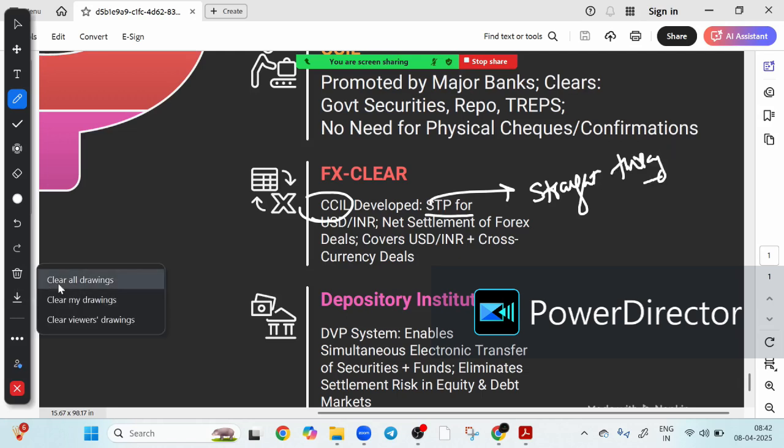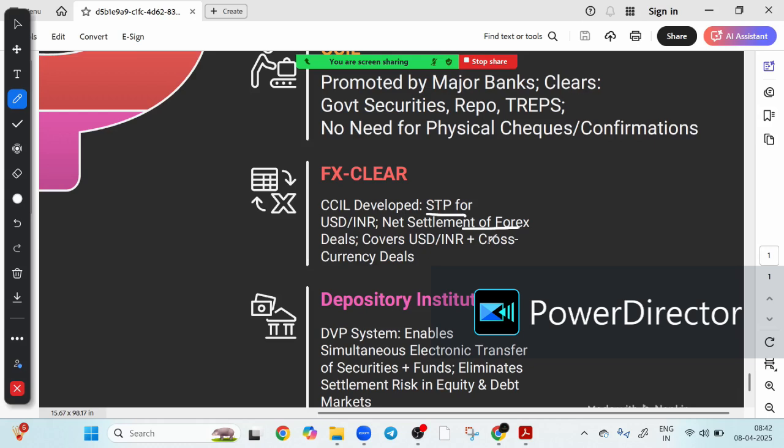It facilitates STP of forex trades. STP for forex trades is facilitated by FX Clear, and this reduces manual errors, improves speed and ensures that forex trading is settled with absolute certainty.